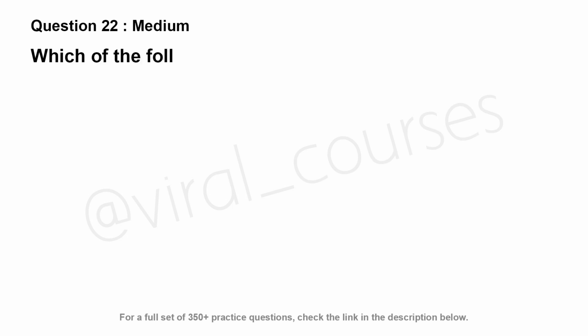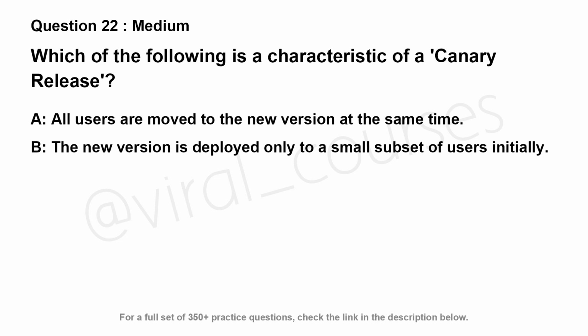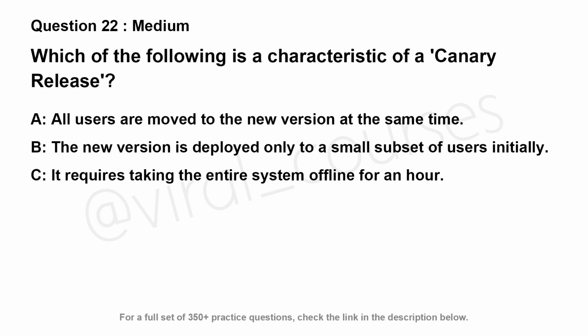Which of the following is a characteristic of a canary release? Option A, all users are moved to the new version at the same time. Option B, the new version is deployed only to a small subset of users initially. Option C, it requires taking the entire system offline for an hour. Option D, it is only used for database migrations.